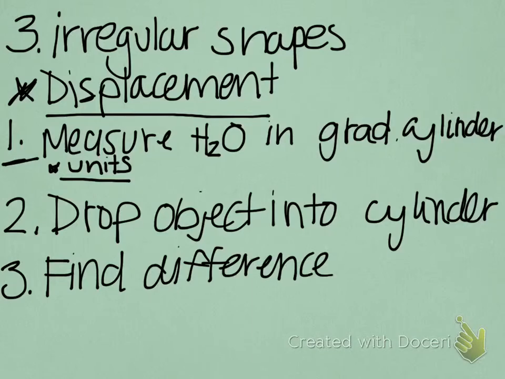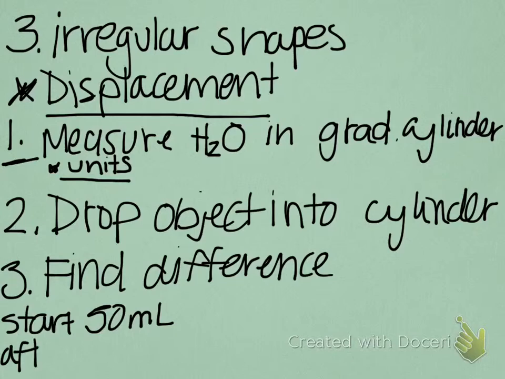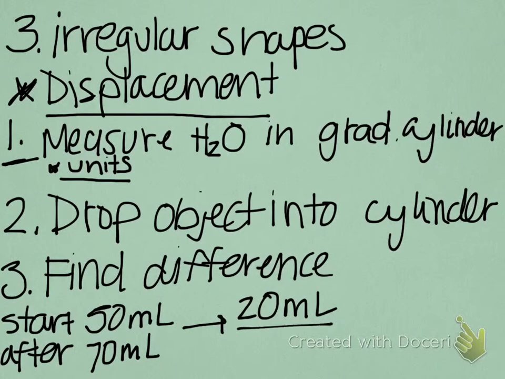So let's say we started at 50 mLs, and then we dropped our irregular shaped object, and we measured the water to be 70 mLs. So our difference between these is 20 mL. So that is our volume of this object.